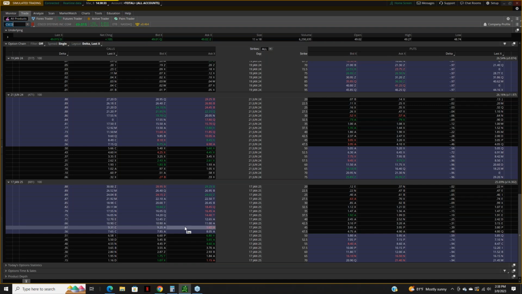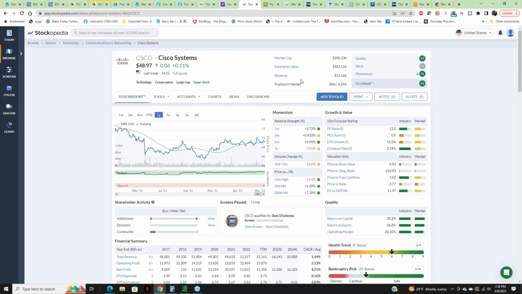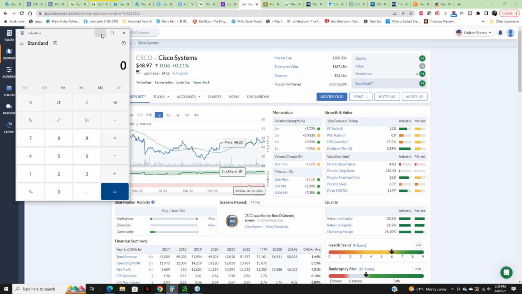So the 45. Okay, so we look at the 45, and it's a similar thing here. It's like 45. Well, what do we think the target should be on Cisco? So this is 12.5. It should certainly be trading at 15 times earnings, right? Easily. So let's say that we certainly believe it should be at 15 times earnings. That is going to be 20% higher than it is now. So $60 is our target.